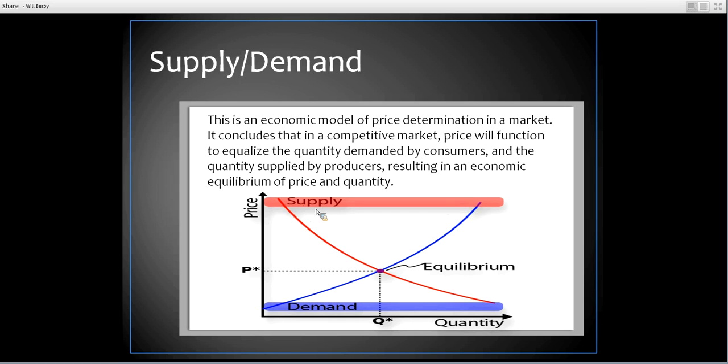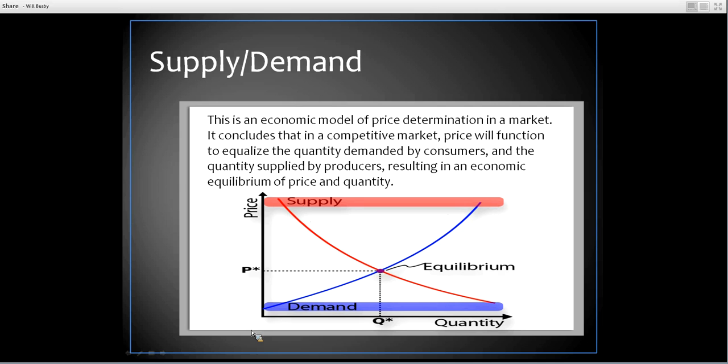Based on this diagram that we have up, notice that there's a red supply, I'm going to refer to this as a zone, a red supply zone above, a blue demand zone below. To the left you have price, to the bottom there you have quantity.